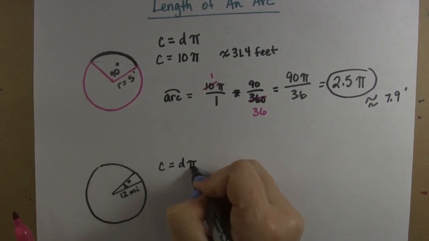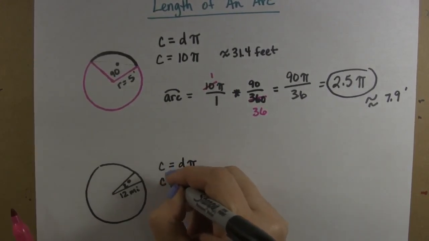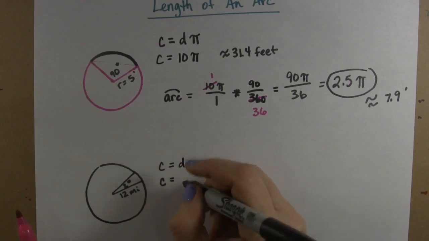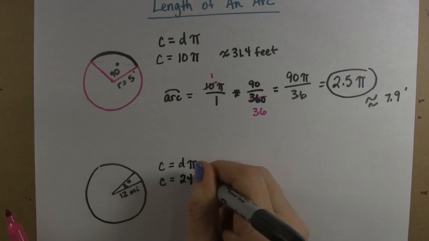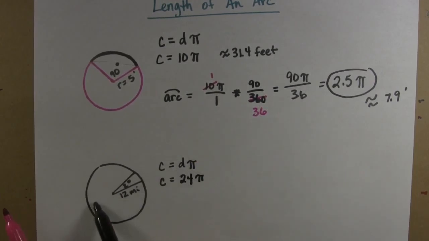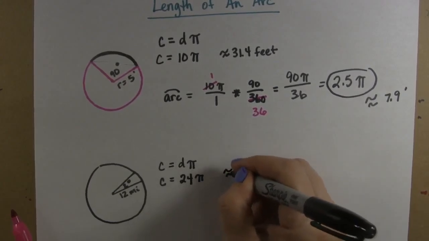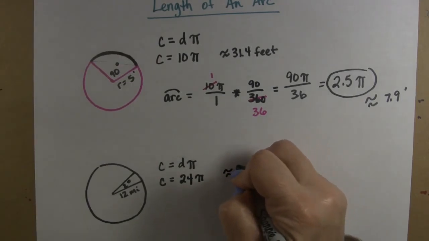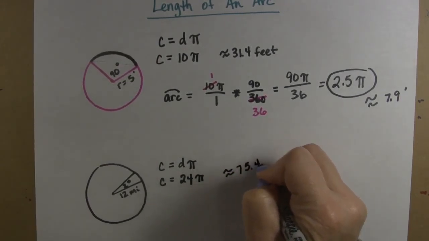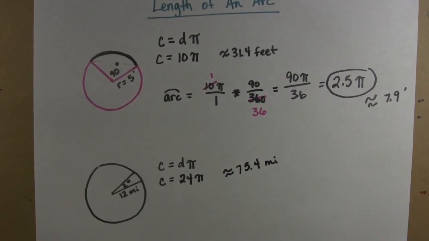So the first thing that we're going to do is calculate our new circumference. C = d pi tells us that our circumference is going to be 24 pi. Again, make sure that you're calculating the diameter, not just the radius. And 24 pi, for those of you who are interested in such things, is about 75.4 miles. So that's a pretty big distance to work with.